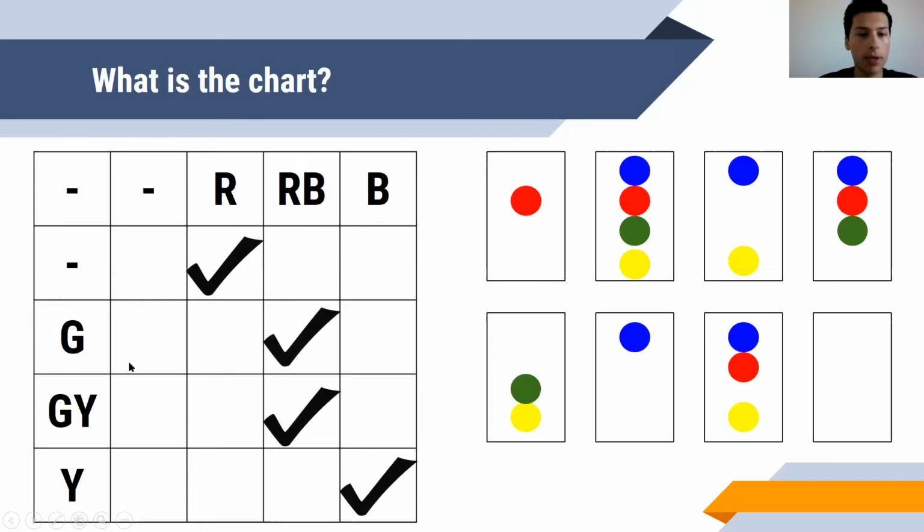So green, yellow, it's green and yellow here, but there's no other color, so that goes there. The minus just symbolizes nothing. So if there's no red and no blue, it would be nothing. Then blue, here, no other colors. Blue, red, yellow, so blue and red are here, and then it has yellow but no green, so down there. And then the final card has no colors at all, so that's the 2 dashes, so that would be on the top left corner.